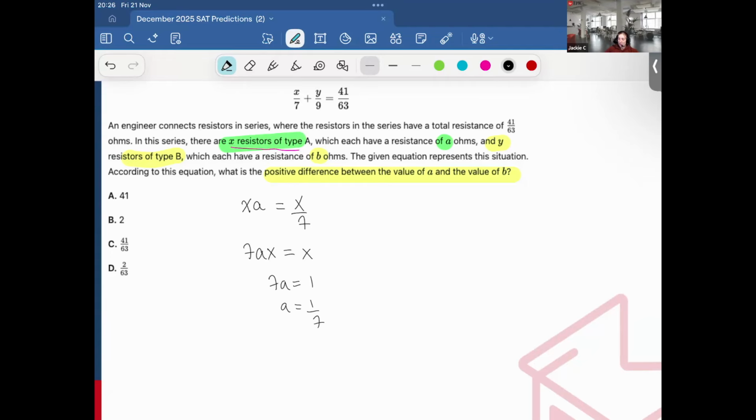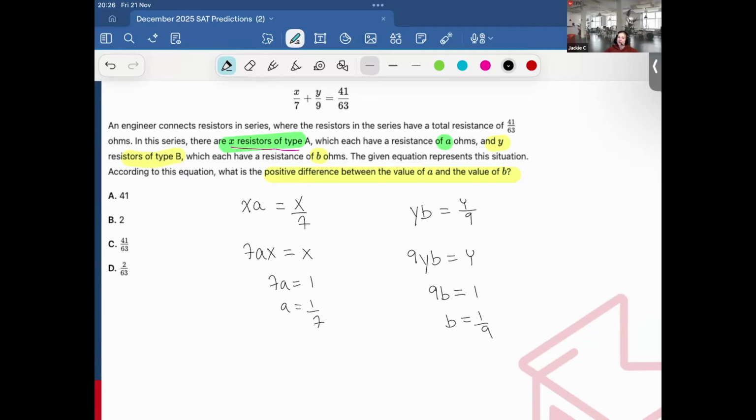Likewise, there's y resistors of type B. So y times b would be equal to y over 9. Multiply each side by 9. Divide each side by y. y divided by y is also 1. And b is equal to 1/9.